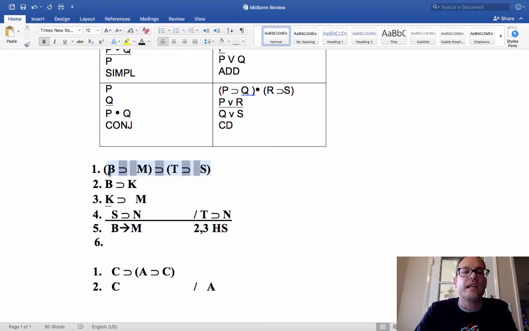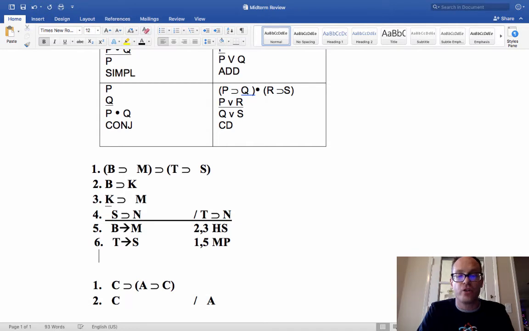Line 1 is a big conditional, right? This thing implies this stuff. Well, it just so happens that the conditional's parts are themselves conditionals. So the antecedent of the conditional in line 1 is itself a conditional. I've built that conditional here on line 5, so I can bring down T implies S by regular modus ponens. I'm going to go ahead and do that. T implies S, and my rule there is 1-5 modus ponens.